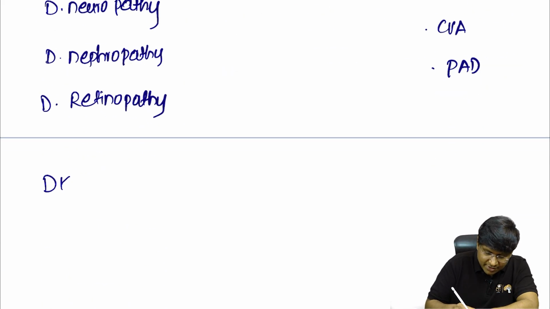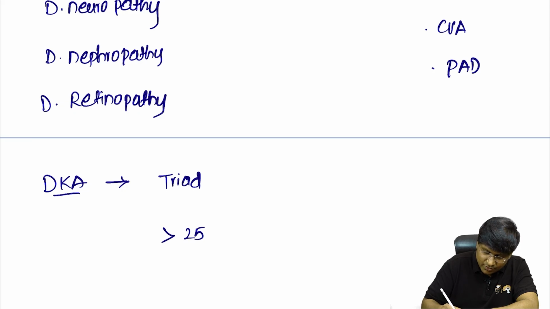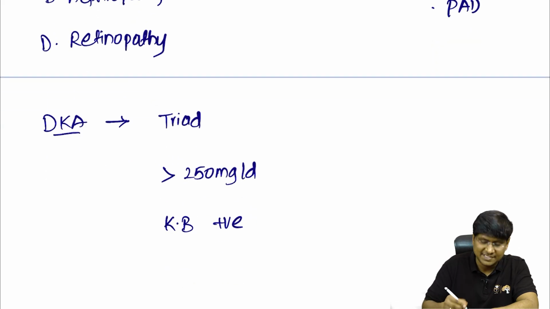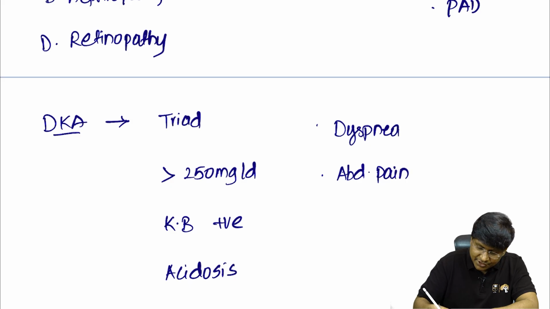Now, a quick discussion related to diabetic ketoacidosis. Diabetic ketoacidosis is characterized by a triad, and this triad includes a blood glucose value of more than 250 milligrams per deciliter, ketone bodies will be positive, and in these individuals there will be an acidotic pH. The clinical presentation in these patients will be dyspnea and abdominal pain, and on examination, they have a characteristic respiratory pattern called Kussmaul's respiration. That is what you will observe in diabetic ketoacidosis.